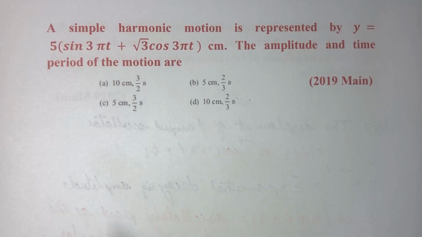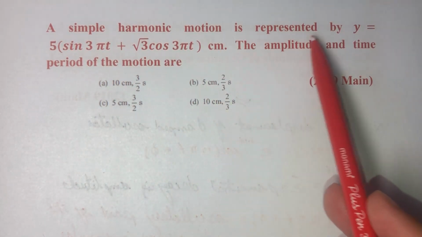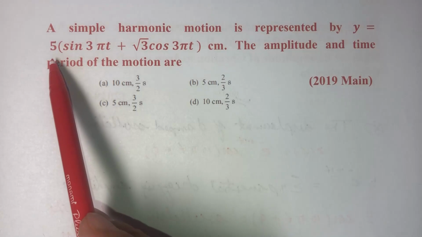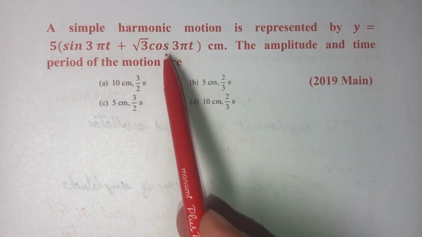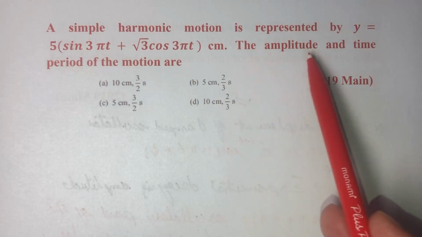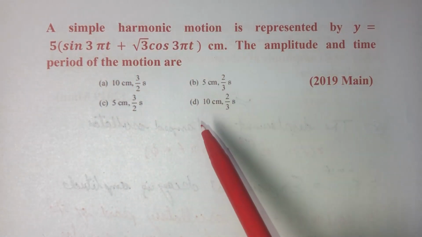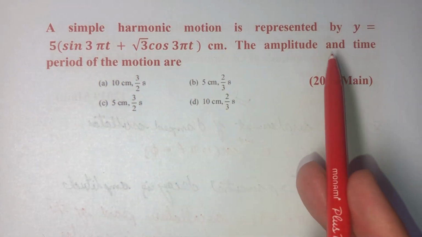Hello friends, today's question. A simple harmonic motion is represented by the equation y = 5 sin 3πt + √3 cos 3πt centimeter. The amplitude and the time period of the motion are?